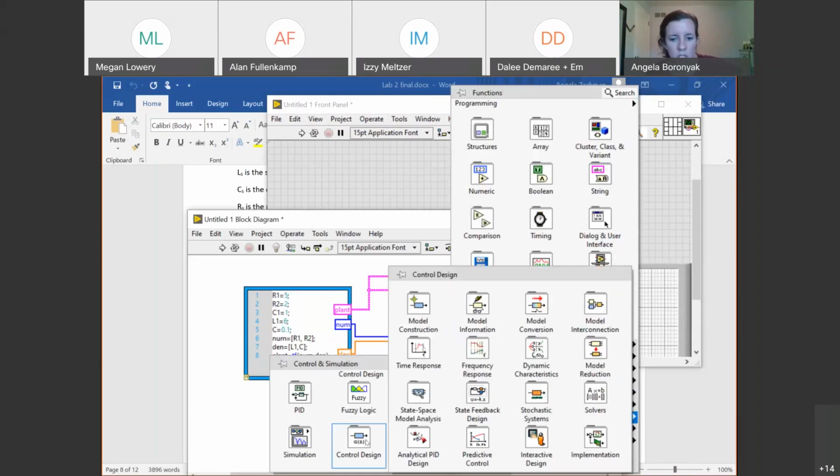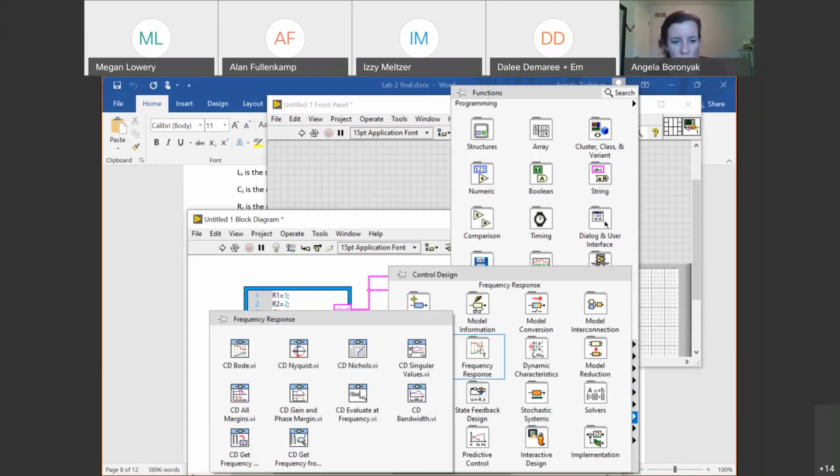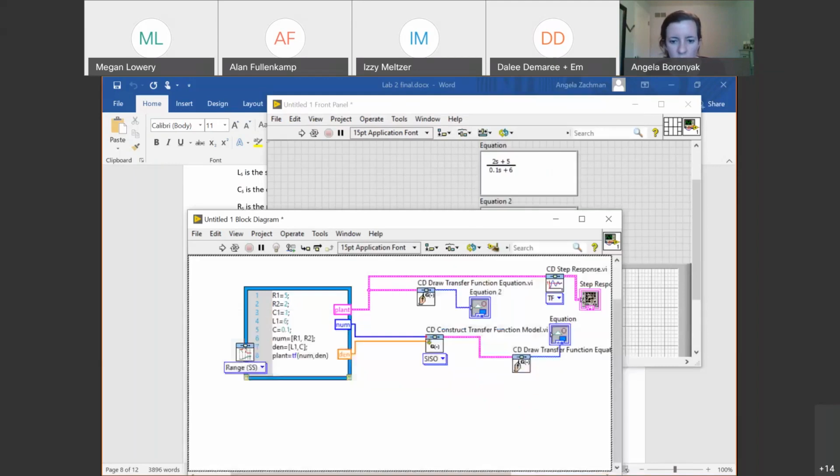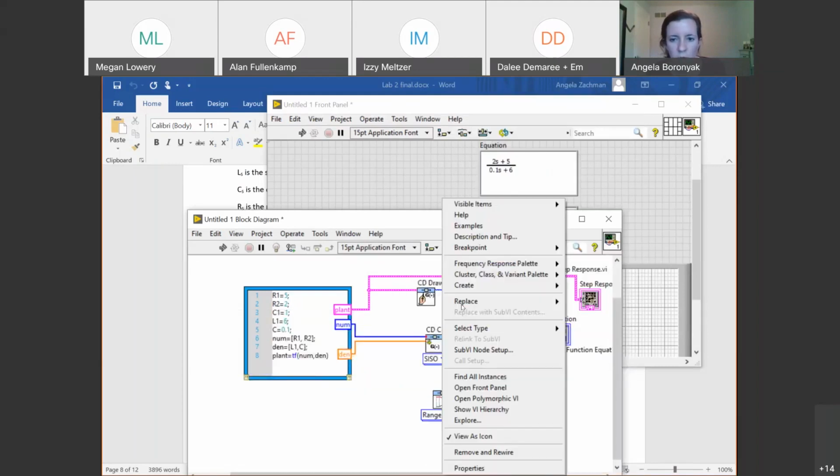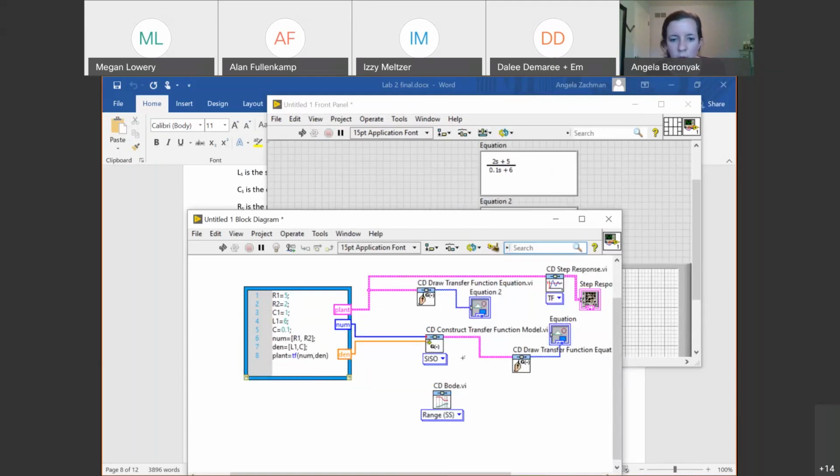That's control and simulation, control design, and that's under frequency response. And you want to say CD Bode. We learned about our Bode graphs, that they graph how our system would respond in frequency. So now I can wire the state space model here, this same point. There we go. The output of that, I get Bode magnitude and Bode phase. It will do both those graphs for me.